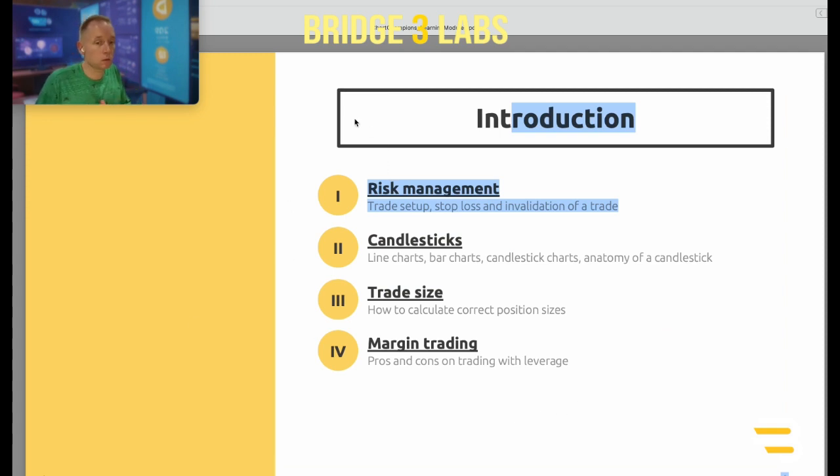So, 2 weeks ago, we talked briefly just about risk management and these introductions. So, we're just talking about what these concepts are. With risk management, we're talking about trade setups, stop losses, and invalidations of a trade. All this has to do with entering a trade with a plan, right? And usually, hopefully, as you progress that plan, you can start building it into an actual strategy that you can use as a setup across various stocks or crypto.